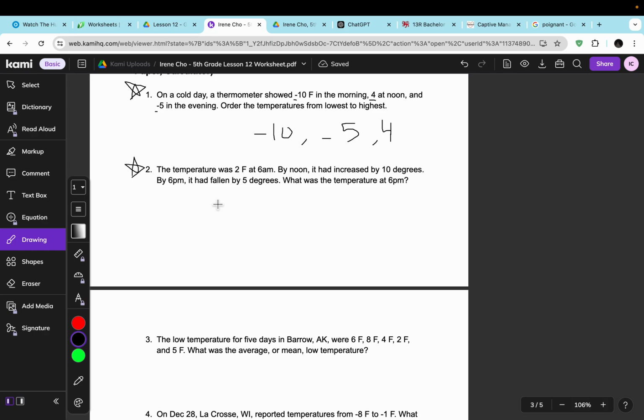So it was 2 degrees Fahrenheit, and then it increased by 10. Increase means a plus, so it's 10 plus 2. 10 plus 2 is 12. And then it says fallen. Fallen means minus, since it's going down, basically. So 12 minus 5 is 7. So by 6 p.m. the temperature was 7 degrees Fahrenheit.